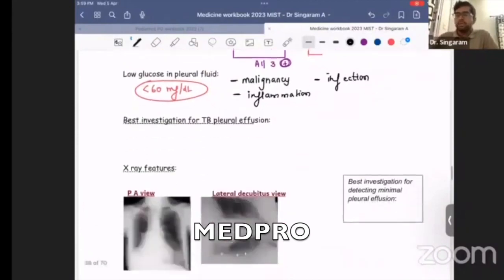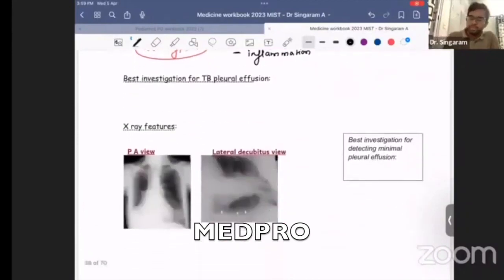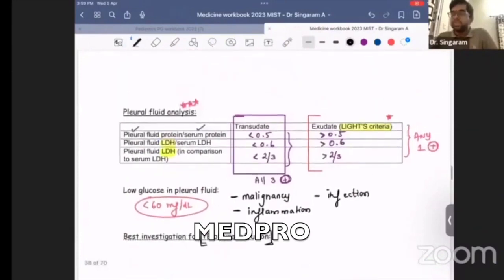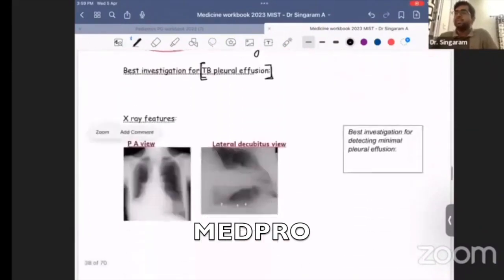And one of the important causes of pleural effusion in the Indian population is TB associated pleural effusion. TB is what type of pleural effusion? Of course, TB is an infection, and all infection will be related to exudative pleural effusion. When you analyze the fluid, you will always get findings of exudative pleural effusion. But the question is not like that. The question is, which is the best investigation for TB pleural effusion? You can just tell me directly.